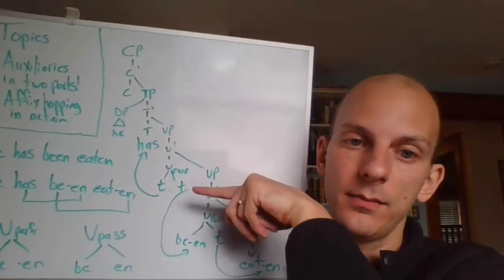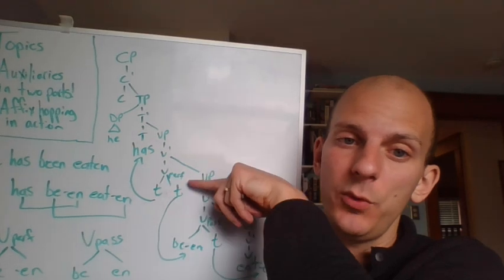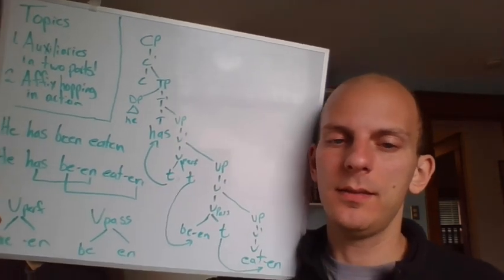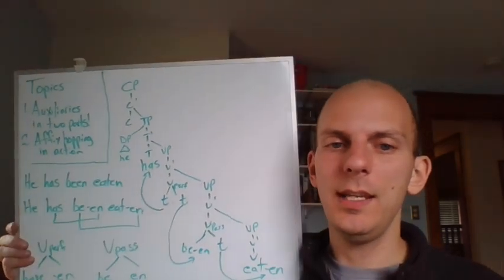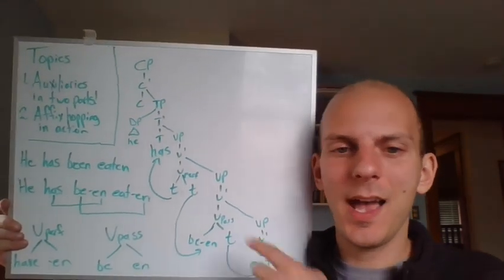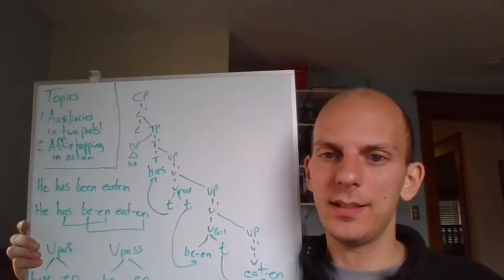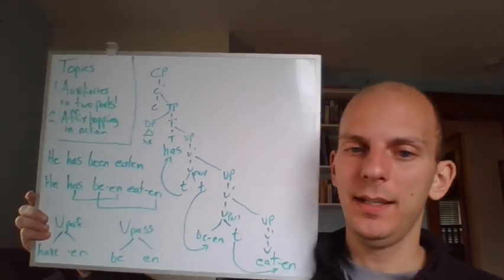He has nothing actually here, right? Both pieces of these are just traces, empty traces. Been eaten. He has been eaten. How cool is that, right? With this drop down, drop down, drop down, with stacking auxiliaries. This is called affix hopping.